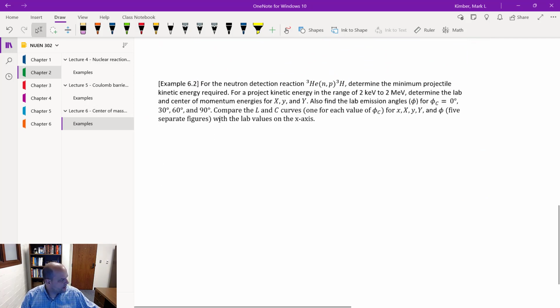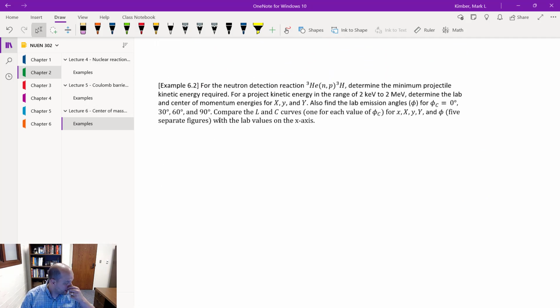We are starting with the neutron detection reaction that's listed here. I've got helium-3 as my target. I've got a neutron that is my projectile, and the result of this nuclear reaction is hydrogen-3, so that's tritium, and a proton on the product side. And I want to look at these ranges here. Range from 2 keV to 2 MeV, so that's 3 orders of magnitude range here in EX.